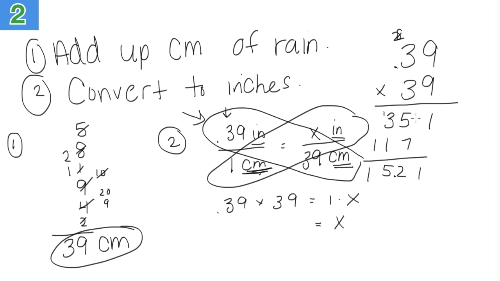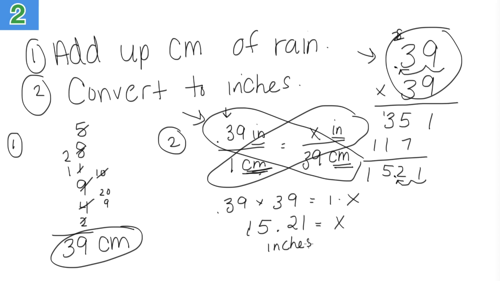Remember that when you have a decimal when you're multiplying, like I said, you deal with it at the end. That means that you count however many places the decimal is over in the question, and then you move it over that many times in the answer, like I did here. So the answer is 15.21 inches. And that is the first step, adding it up the way it's given, and then converting to inches, you get 15.21.